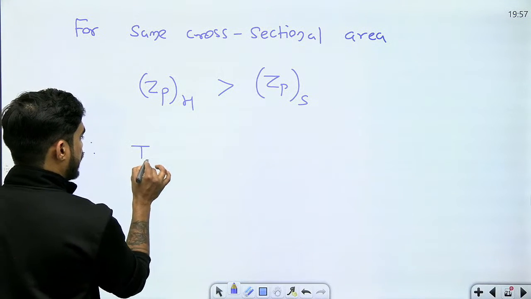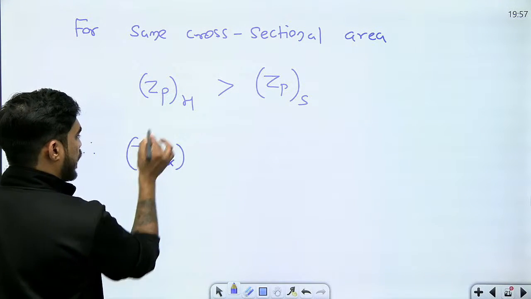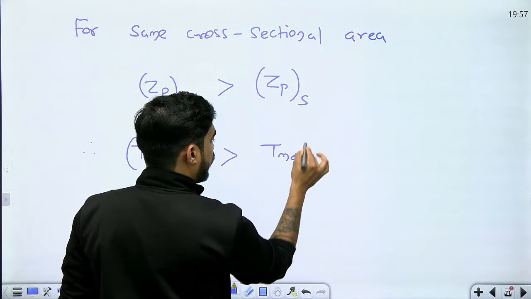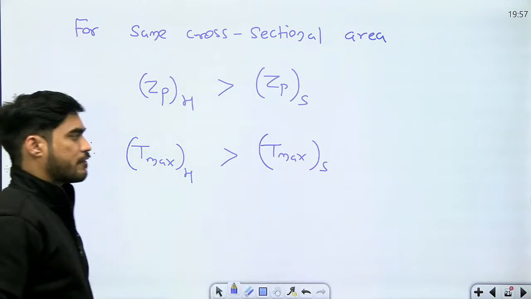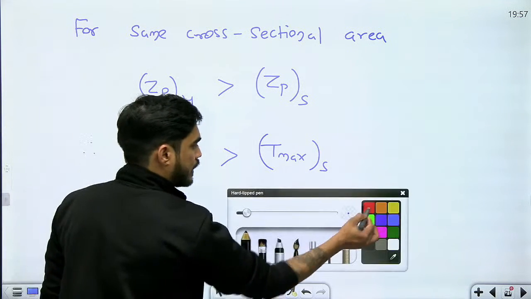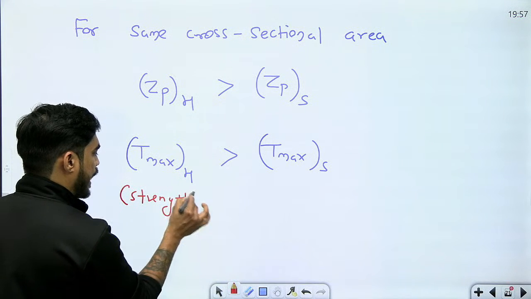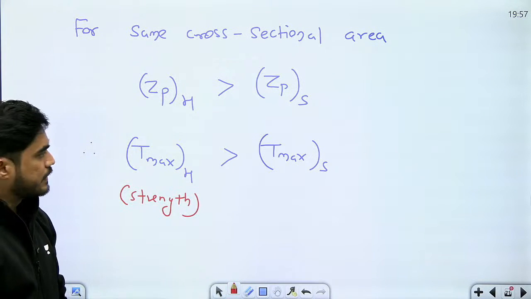Means T maximum, how much torque the hollow shaft can resist, will be greater than T maximum of the solid shaft. Now what does T maximum mean? This is the strength only, this is the strength only, my brother.